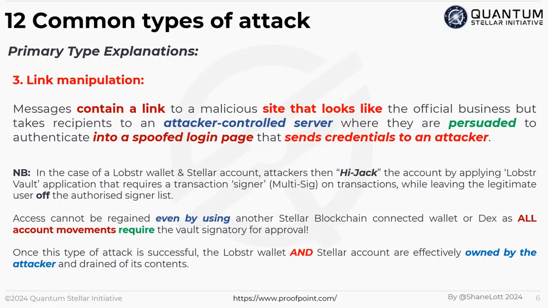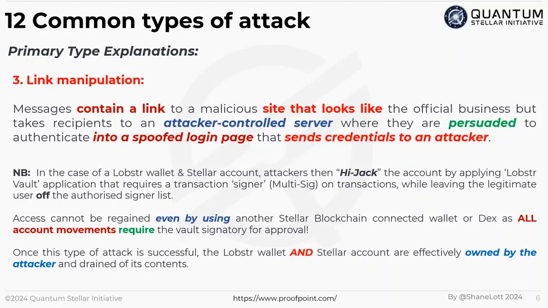And again, I'll go through in the live demo later what the end result of all of that stuff is. However, in the case of a Lobster wallet and a Stellar account, the attackers, as Dave has said, hijack the account by applying Lobster Vault, which is an application that requires a second signature, like the, show them a bit of my age here, the old dual signatory check that required 2 signatures. This is a digital version. Lobster Vault is a digital version of that, where every transaction requires a second step approval process, and that can be one or many different signers that get added into that application.